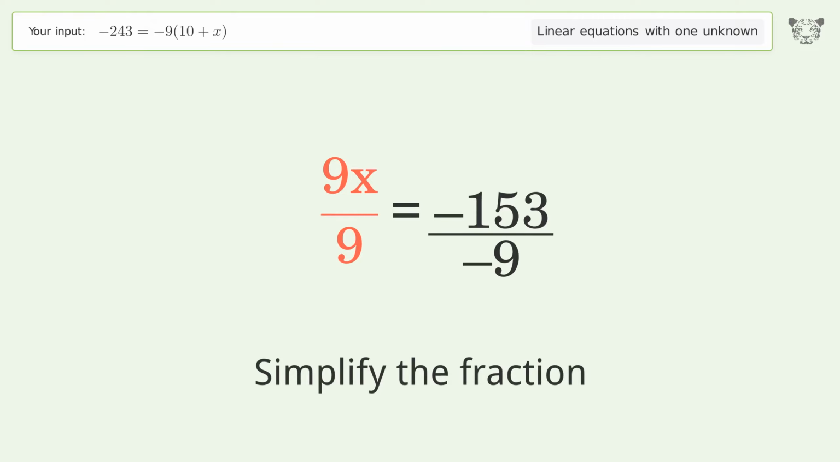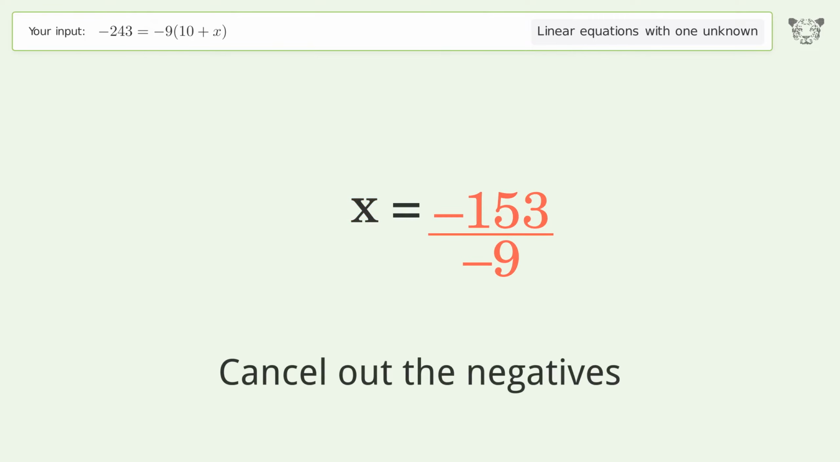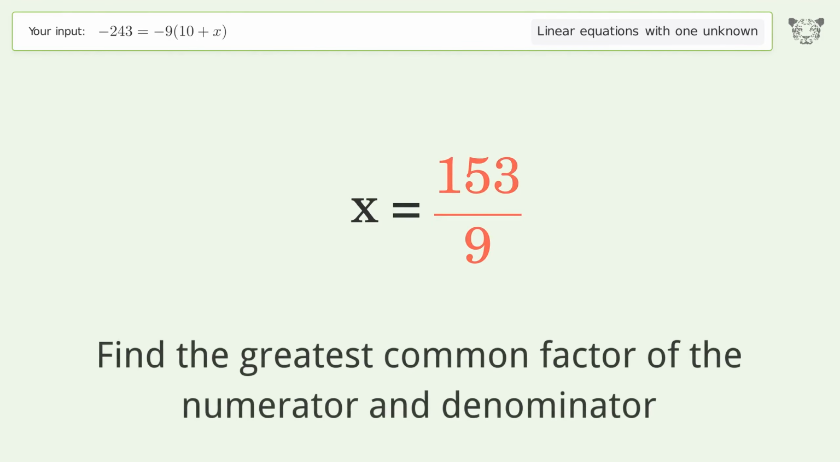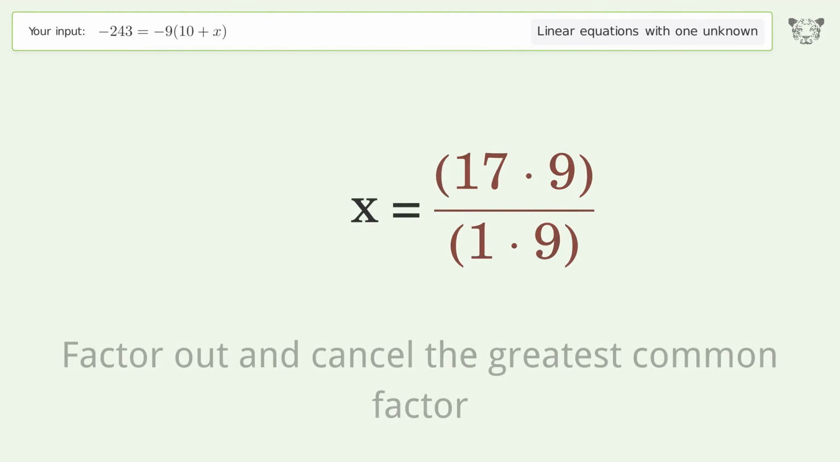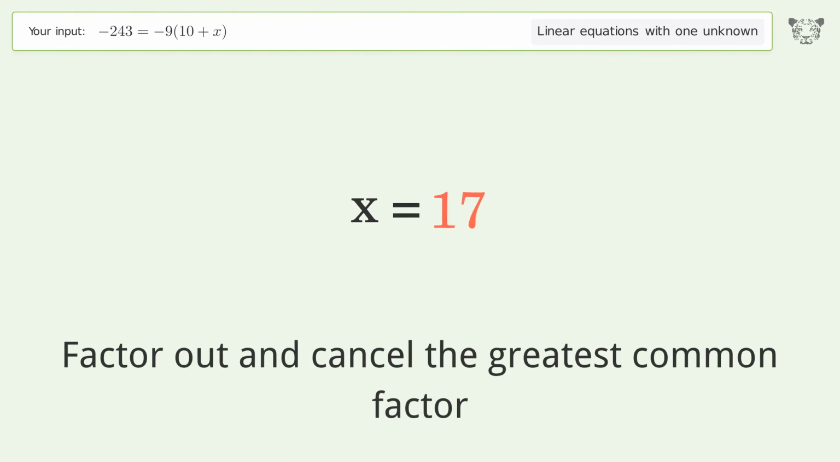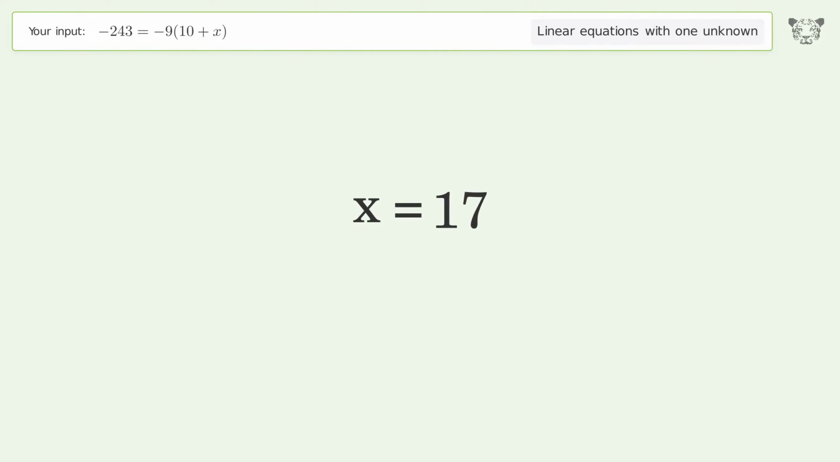Simplify the fraction. Cancel out the negatives. Find the greatest common factor of the numerator and denominator. Factor out and cancel the greatest common factor. And so the final result is x equals 17.